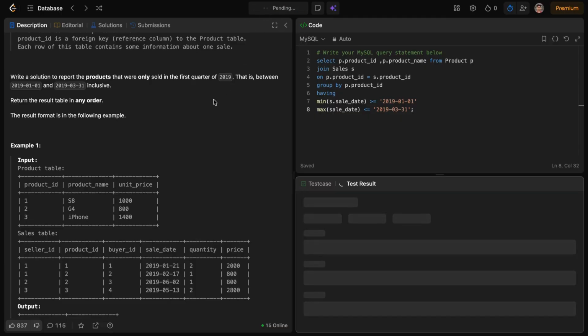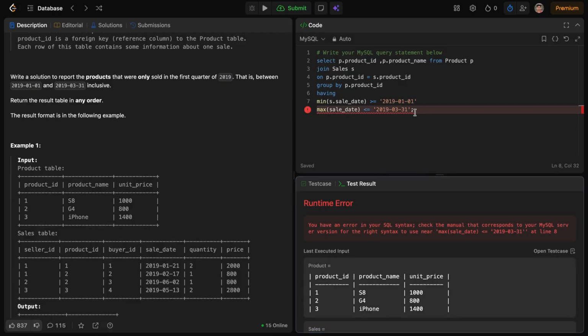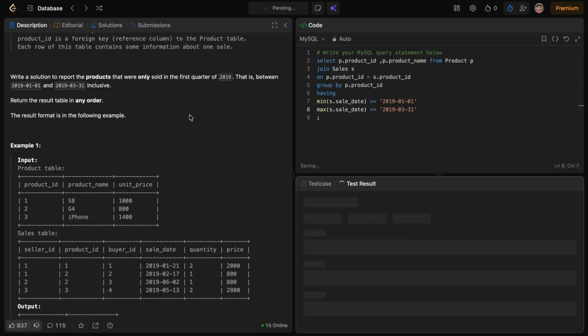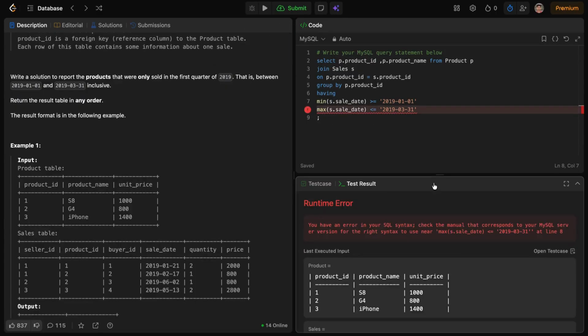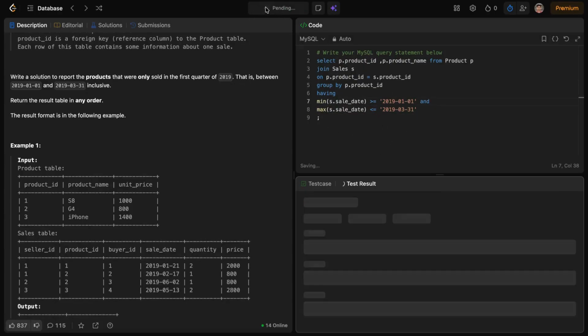So now see what it returns. Group by product ID, not s dot sale date. So minimum and maximum, and we have to use an AND here. So don't forget to use AND.